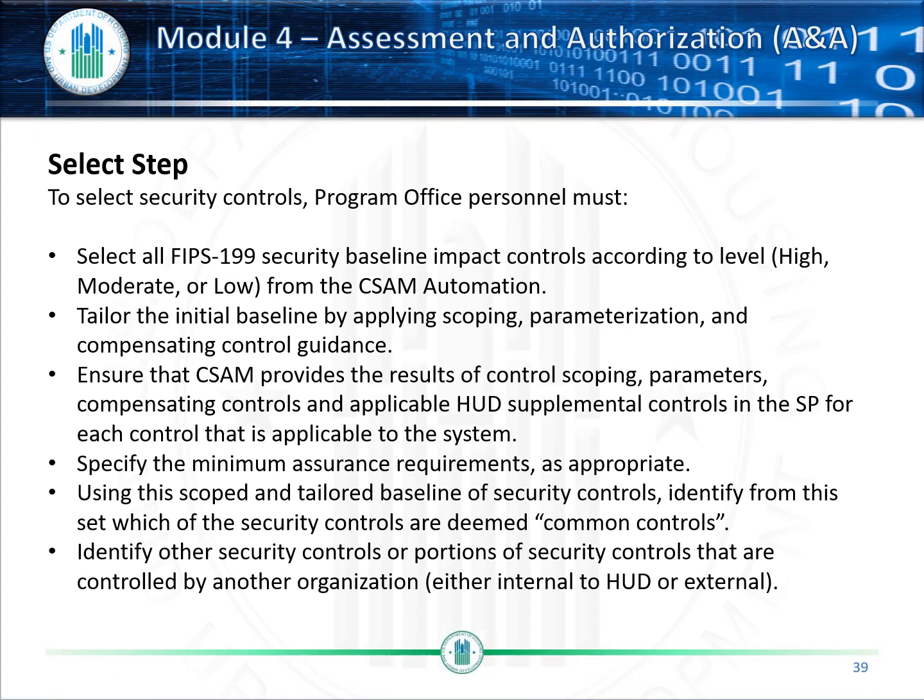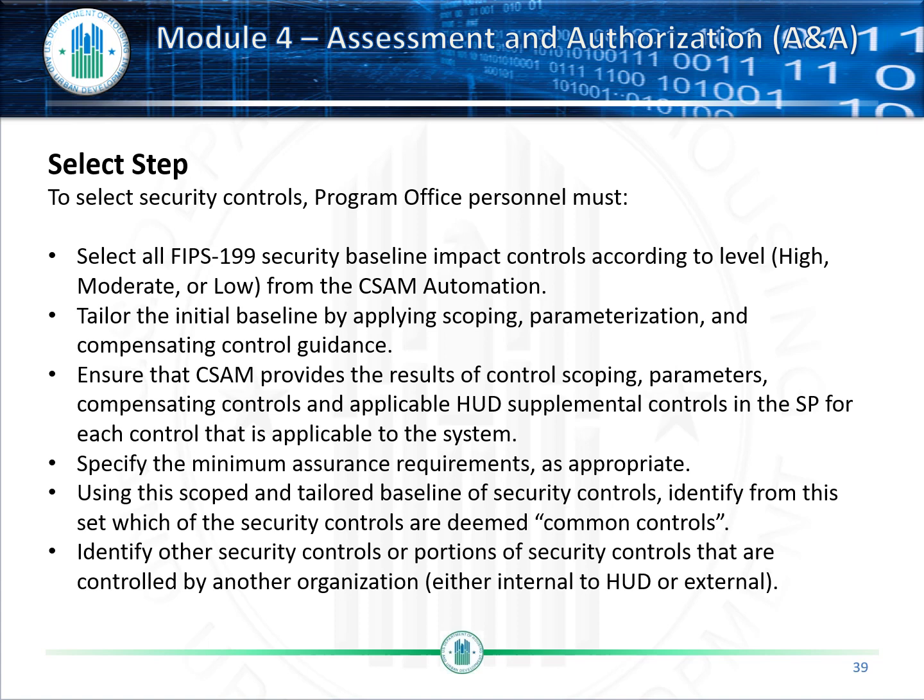To select security controls in the Select step, Program Office personnel must select all FIPS 199 security baseline impact controls according to level, high, moderate, or low, from the Cybersecurity Assessment and Management, or CSAM, tool. Tailor the initial baseline by applying scoping, parameterization, and compensating control guidance. Ensure that CSAM provides the results of control scoping, parameters, compensating controls, and applicable HUD supplemental controls in the security plan for each control that is applicable to the system. Specify the minimum assurance requirements as appropriate.